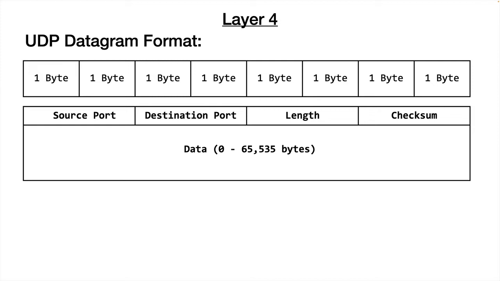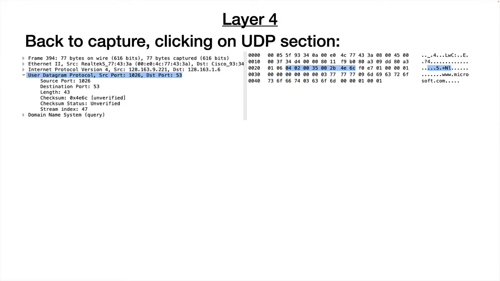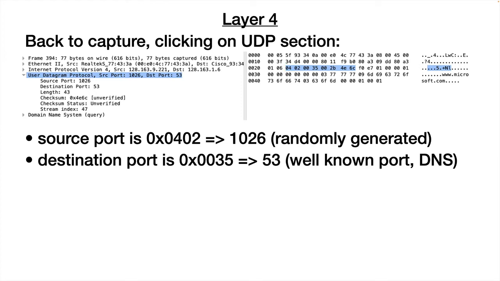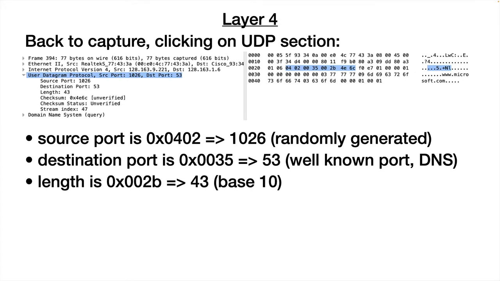Going back to the Wireshark capture that we've been looking at, we have things shown here. The first thing to notice is the first 2 bytes are the source port. It was randomly generated. The next thing we have is the destination port, which is often a well-known port, and port 53 means that we're talking about DNS. So this is a DNS packet. We have the length, which is 43.